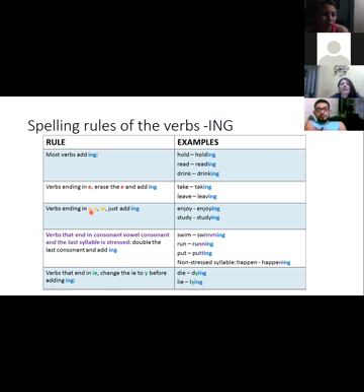Then we have verbs ending with X, Y, and W. Just add ing. Los que terminan solamente con la X, la Y o la W, solamente le agregamos ing. Enjoy, enjoying. Study, studying. Very good. Play, playing. Then we have another example, and this is another rule. This is very important. Verbs that end in consonant, vowel, consonant and the last syllable is stressed: double the last consonant and add ing. Swim, run, put.